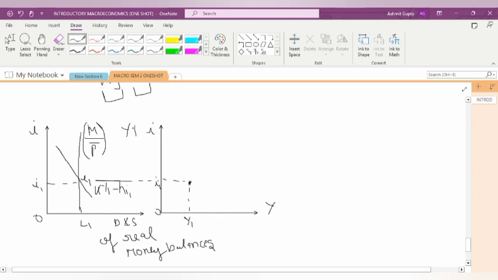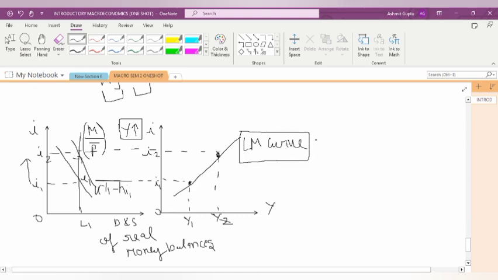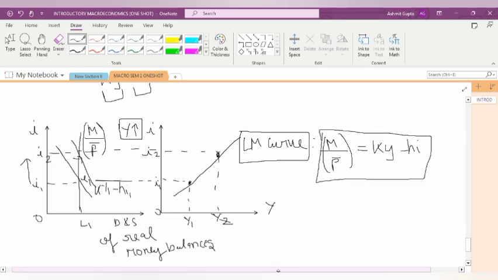Now suppose we increase the income. With an increase in income, we have an increase in transaction demand for money. As a result, the demand for money function shifts rightward. We have an increase in interest rate from I1 to I2. We take this interest rate into the I-Y space. We have a new income level Y2. Now we have got this point also. We join these and we get the LM curve as follows.